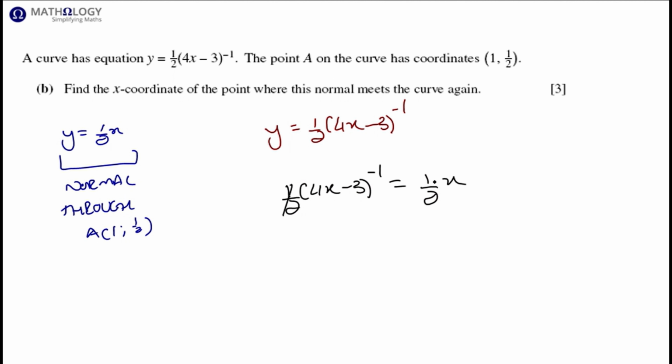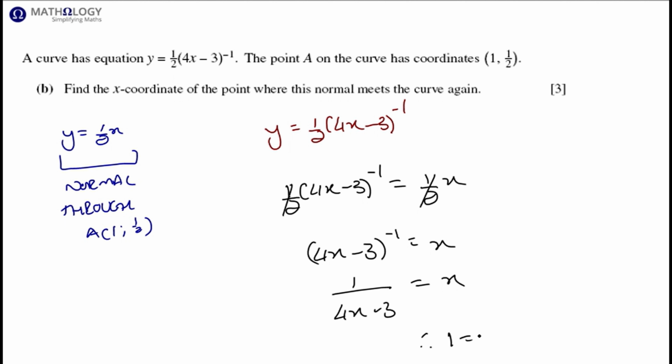We can divide both sides by a half to simplify the equation. So (4x - 3)^-1 = x. Writing this in a form that we can work with, 1/(4x - 3) = x, and multiplying both sides by 4x - 3, 1 = 4x² - 3x.